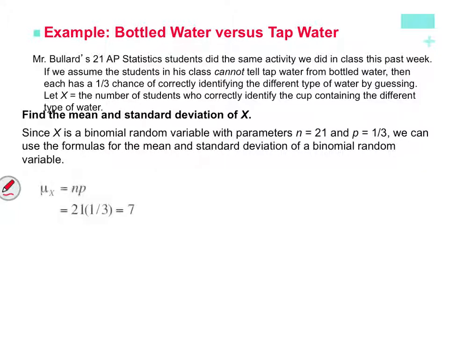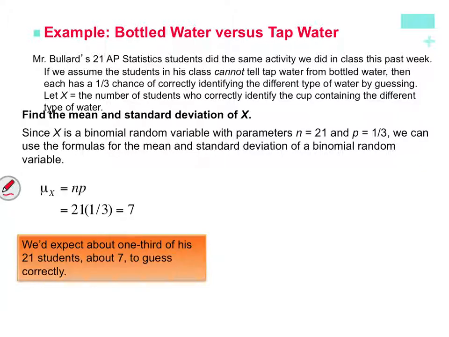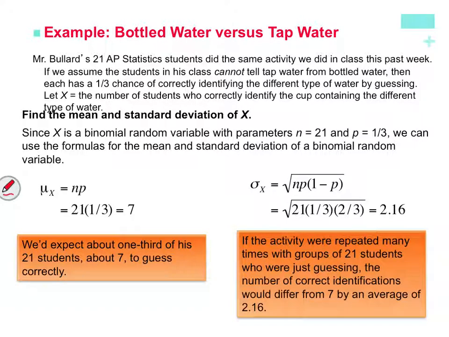The mean is found by taking the number of trials and multiplying it by the probability of a success, so it would be 7 in this situation. In other words, we'd expect about 7 to guess correctly. The standard deviation is found by taking the square root of the number of trials times the probability of success times the probability of a fail. That gets us about 2.16, which means if the activity were repeated many times with groups of 21 students guessing, the number of correct identifications would vary from the mean by about 2.16.